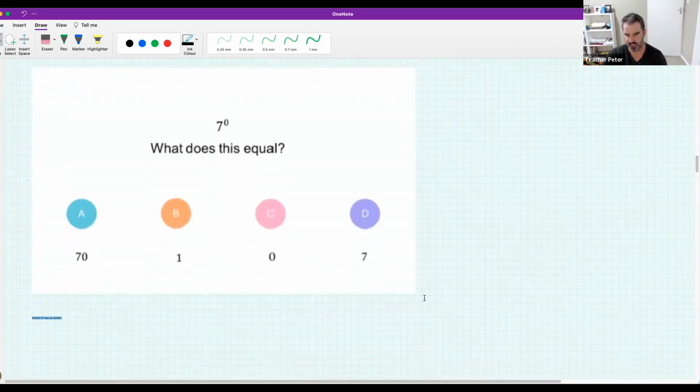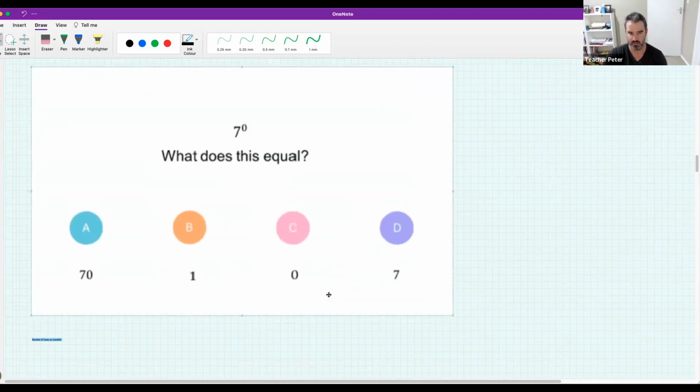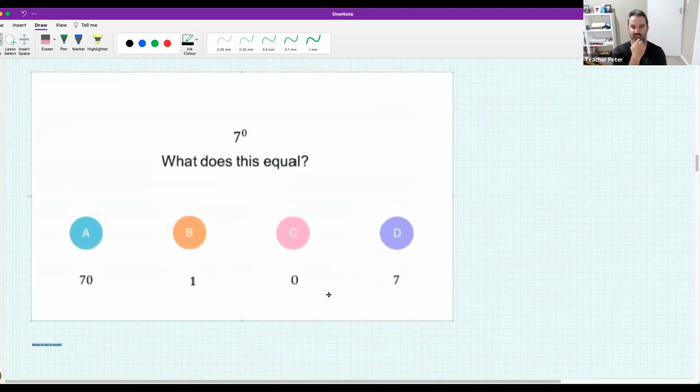Okay, now there's another definition that comes up in exponents and surds. So what is 7 to the power of 0? Cast your votes, people of grade 11.